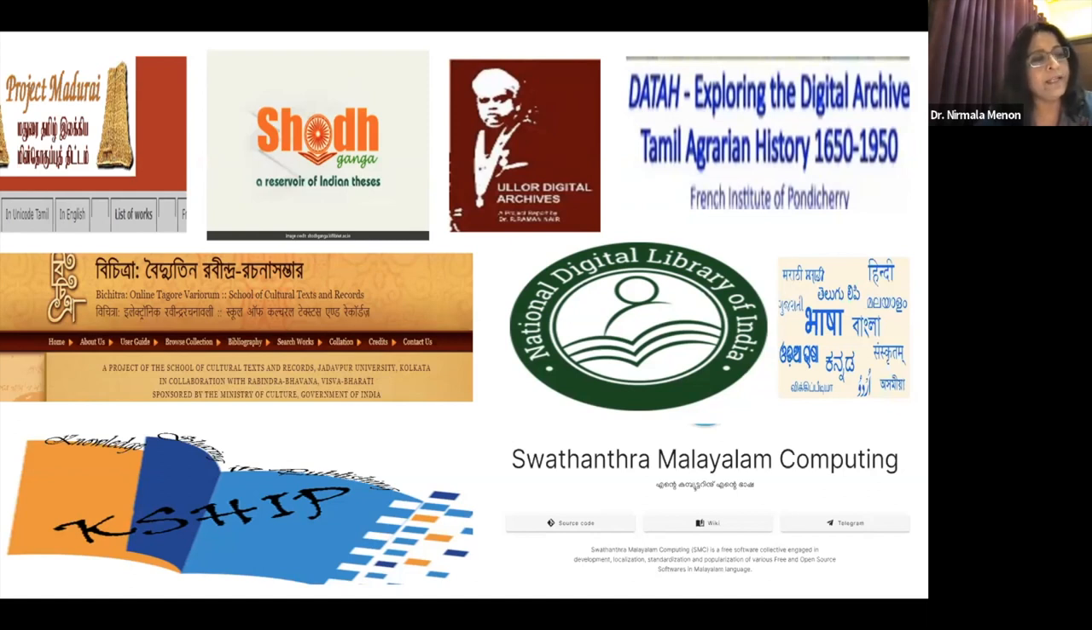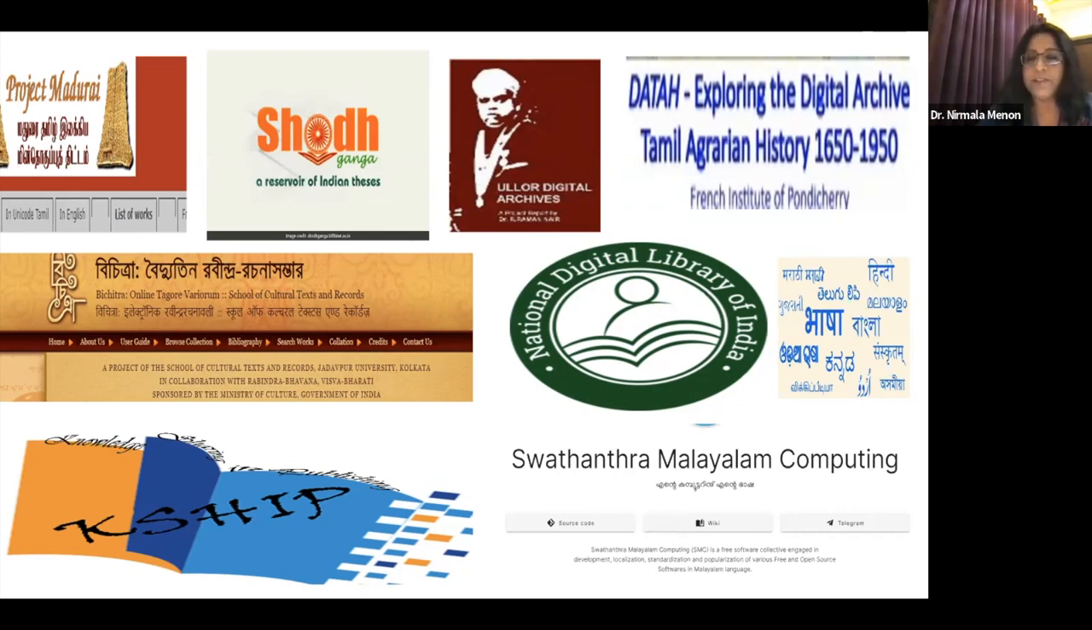Project Madurai is one of the earliest examples of what we now call digital humanities. It was developed as early as 1998 and released its e-text in Tamil Script Code for Information Exchange, or TSCII, and migrated in 2004 to Unicode Tamil. The other one, as I said, is a variorum of Tagore's works, created and maintained by the School of Cultural Texts and Records at Jadavpur University.